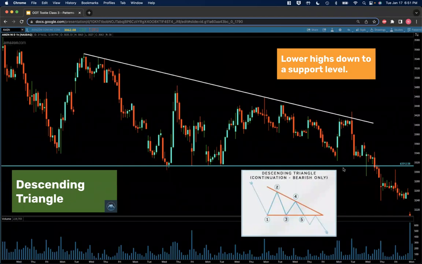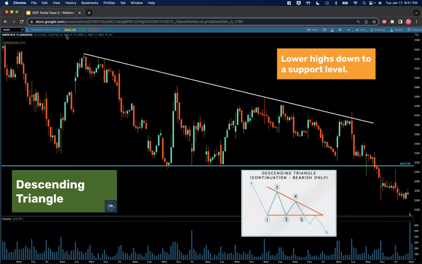A descending triangle is essentially the exact opposite of an ascending triangle. Notice you have a horizontal support level. Notice how every time we come down to the support level, the bounce gets smaller, meaning lower highs. That indicates that bulls are becoming weaker and weaker at this level, indicating that this level is decreasing in strength, and we should be looking for a breakdown. So the descending triangle is typically a bearish pattern. Obviously, it can break the other way. In this case, this was bearish.